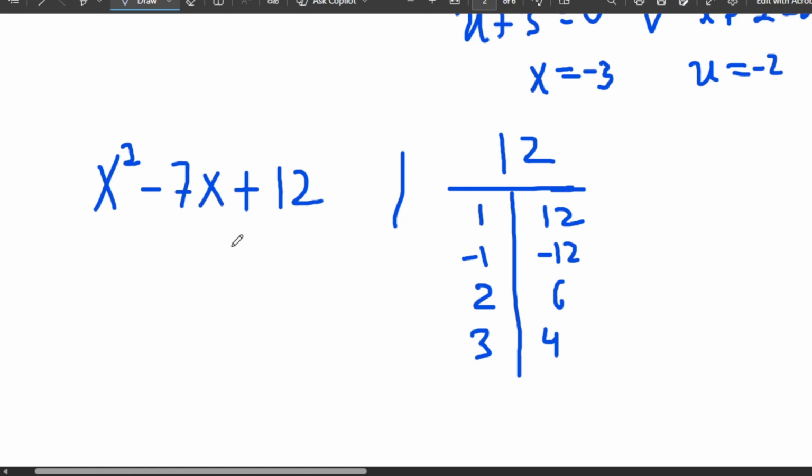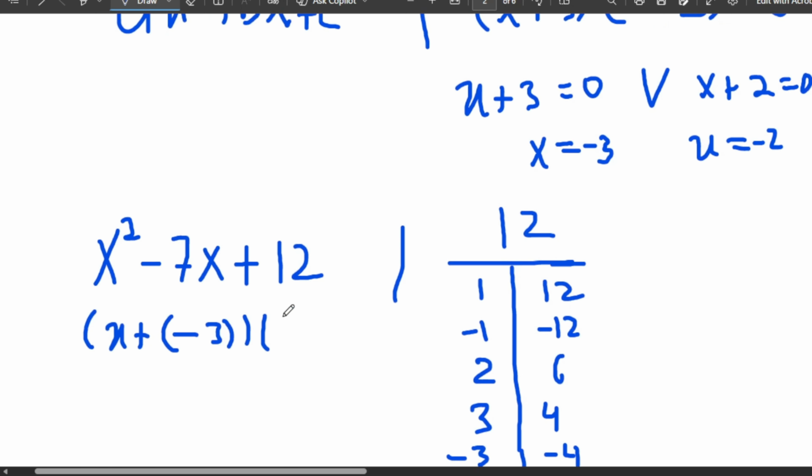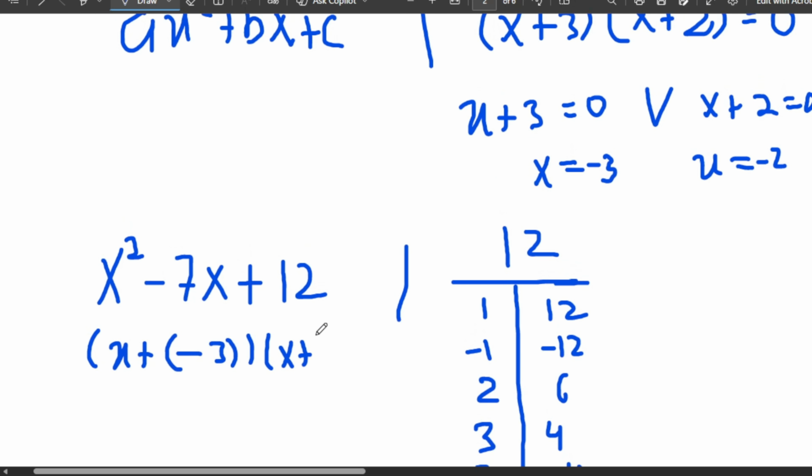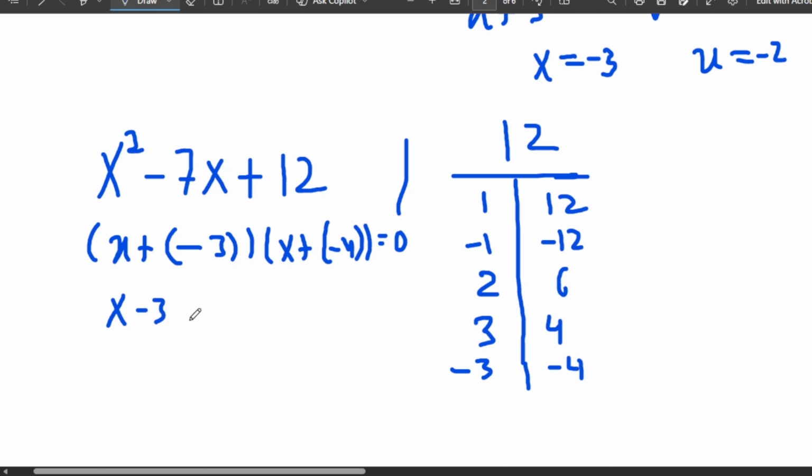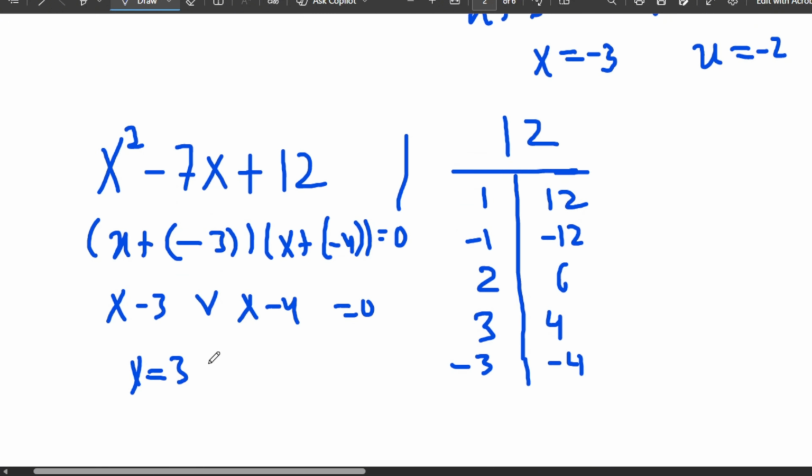3 plus 4 will be 7, right? And 3 times 4 is 12. What if we put negative 3 and negative 4? It will be positive 12 and negative 7, because when we add them, it equals negative 7. So our solution must be in the form of (x plus, don't forget, minus 3) times (x plus minus 4) set equal to 0. Then we have x minus 3 or x minus 4 equals 0. So x equals 3 or x equals positive 4.